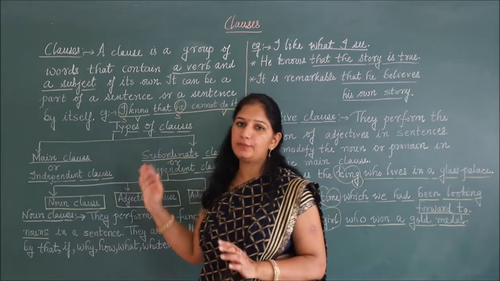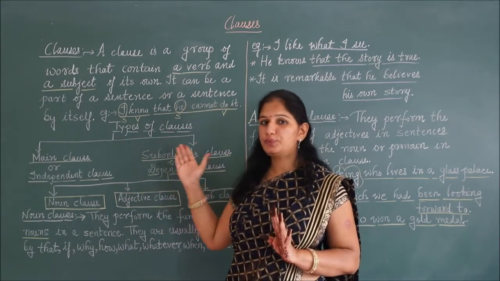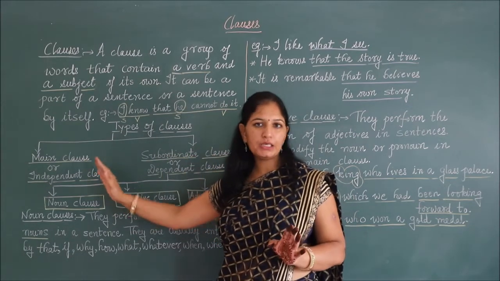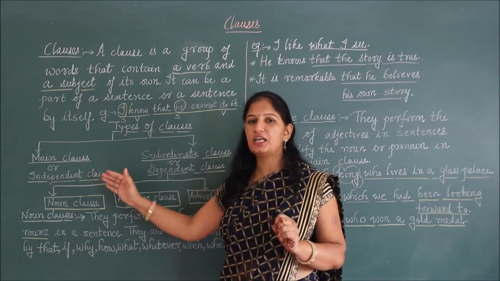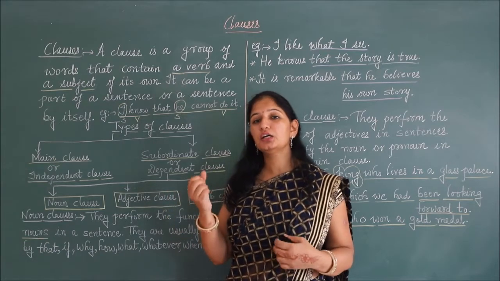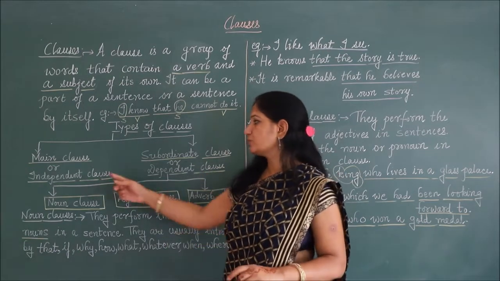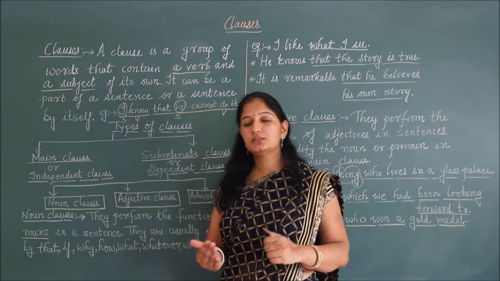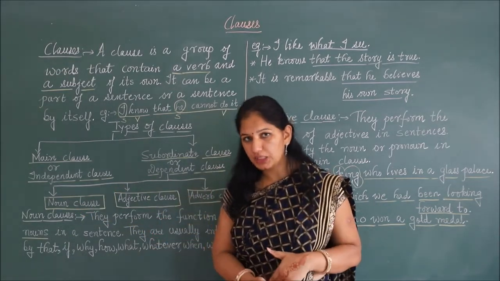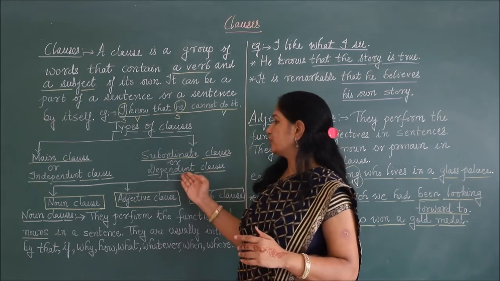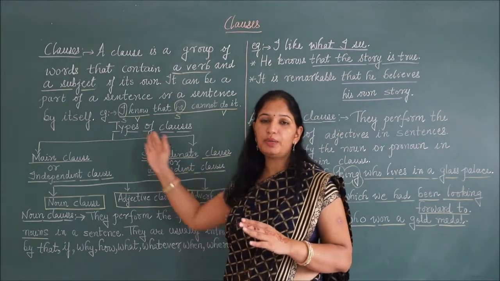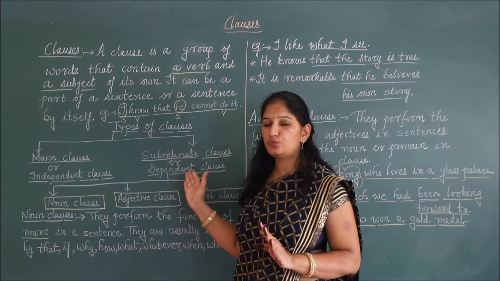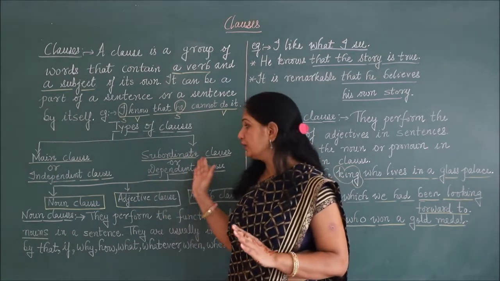So let us see the types of clauses. There are two types of clauses: main clause, subordinate clause. Main clause, as the name itself is telling, it is main. It is playing the main role in the sentence. So it will be independent clause. It doesn't depend on some other sentence for its meaning. And subordinate clause is a dependent clause. It depends on the main clause for its meaning. So that's why it is called the dependent clause.